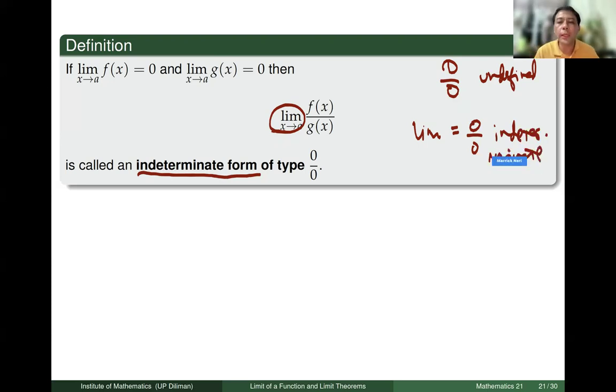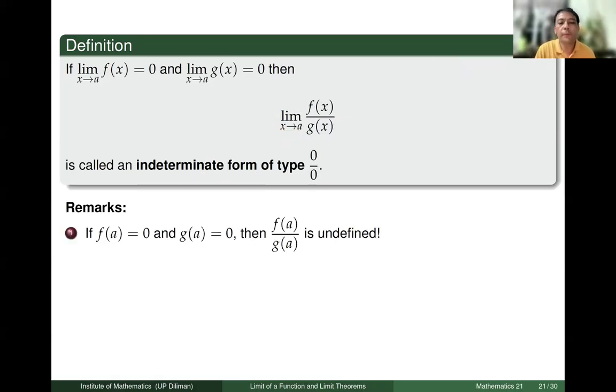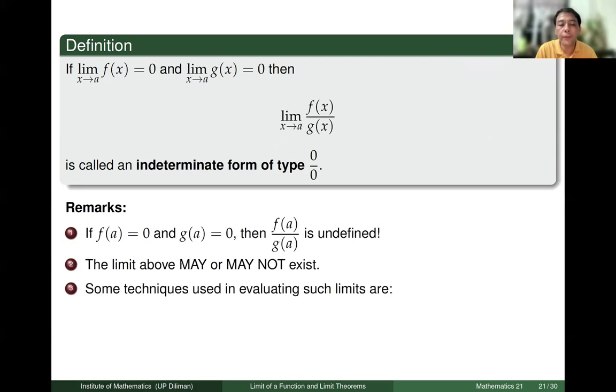Okay? It's indeterminate. So the limit is indeterminate, but if you have a quotient, 0 over 0, that's undefined. And there will be other indeterminate forms that we will encounter later on. So how do we handle indeterminate forms? So this is what I was saying earlier. This is undefined. The limit above may or may not exist. So to evaluate, we can do factoring. We already had an example earlier. If it involves radicals, we can do rationalization of the radical that goes to 0.